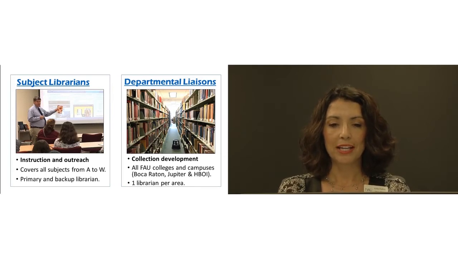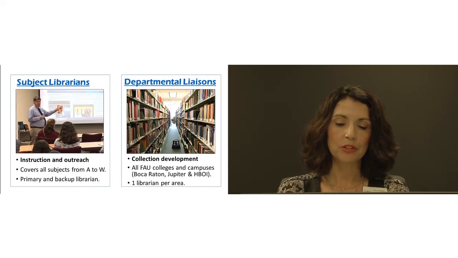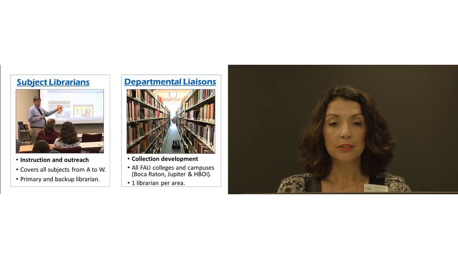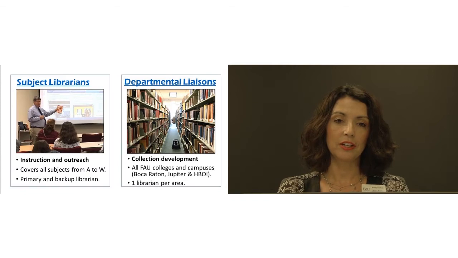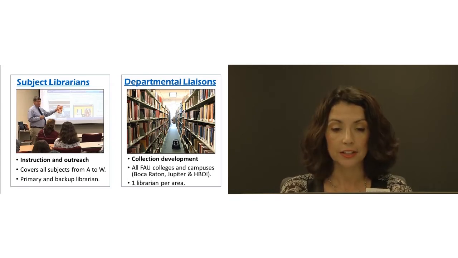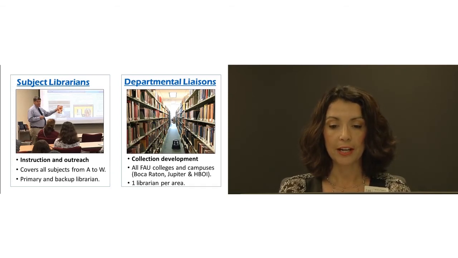Then we have the departmental liaisons there on the right. You can see an image of our book stacks here. I think I'd taken this picture from the west wing of the library. So really what departmental liaisons do has a focus on collection development. You can find departmental liaisons on all FAU colleges and campuses, that is the Boca Raton, Jupiter, and Harbor Branch campuses. As far as Broward College goes, you would contact the Broward College librarians for those particular services, but nonetheless, the FAU partner campuses, you would contact us. And for departmental liaisons, it's generally going to be one librarian for each area.